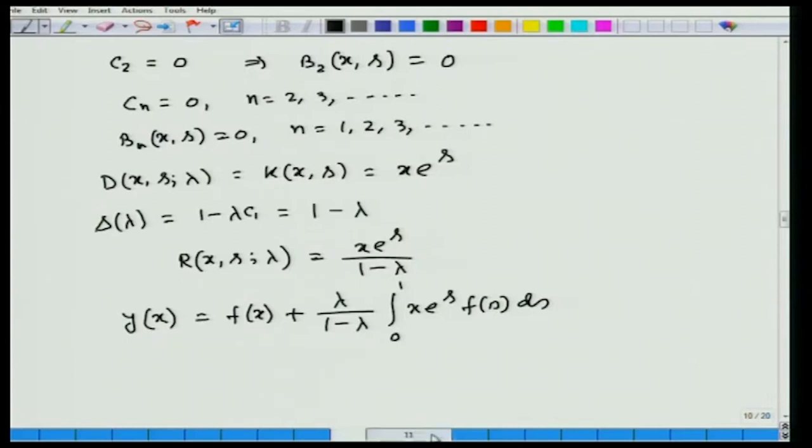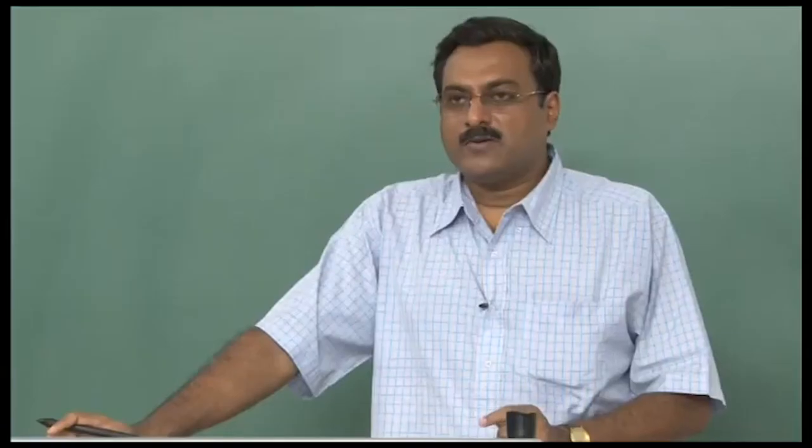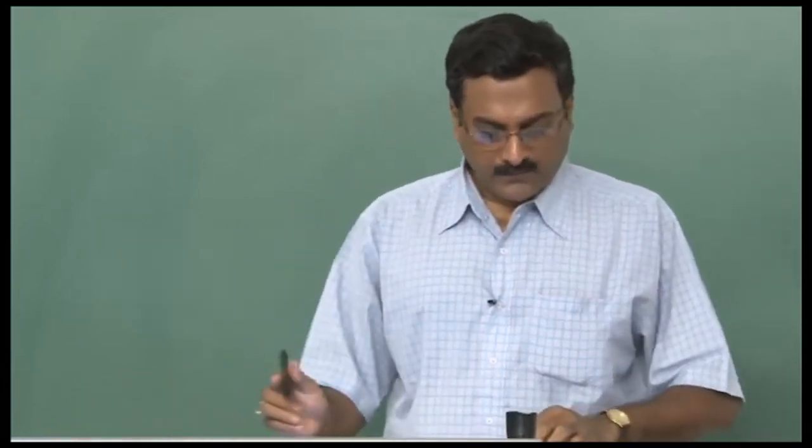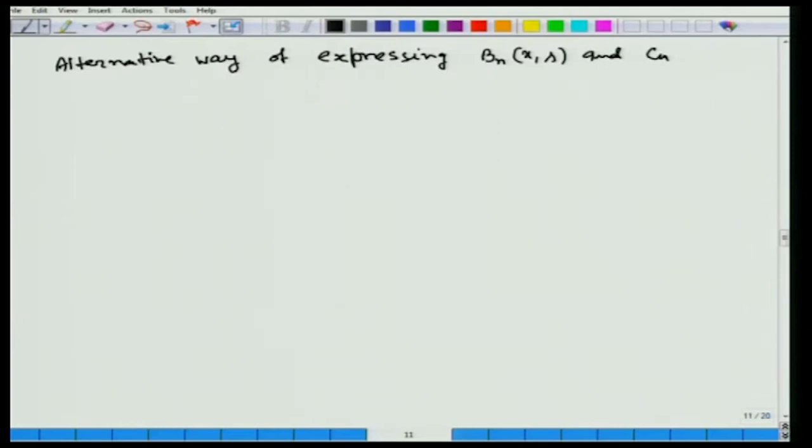Now, we define the alternative way by which we can calculate these B_n(x, s) and C_n's. Of course, we have to keep in mind that B_0(x, s) is nothing but K(x, s), and C_0 is also equal to 1. So, the alternative way of expressing B_n(x, s) and C_n.